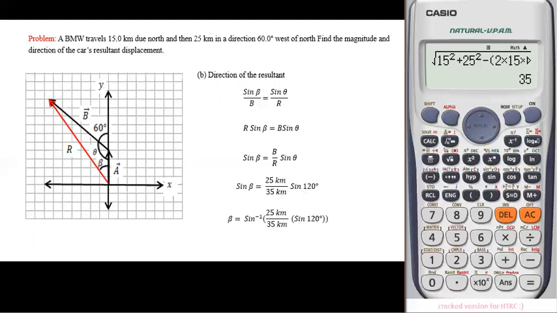Okay? Now, plug in the values to your calculator. That is simply arc sine of 25 sine 120 over 35. So that is equal to 38.21. So angle beta is equal to 38.21 degrees.